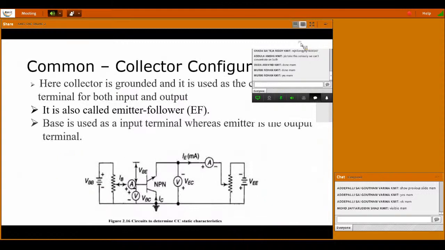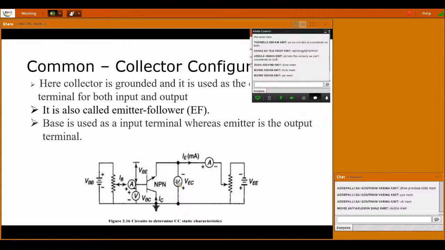Next, common collector configuration. As in the two earlier configurations, I took the collector as common. My input terminal is base, output terminal is your emitter, and common terminal is your collector. My input current here is IB, output current is IE, input voltage is base to collector, and output voltage is emitter to collector. So it is also called emitter follower, because we are taking the output at the emitter terminal.